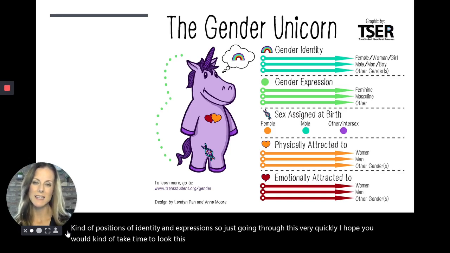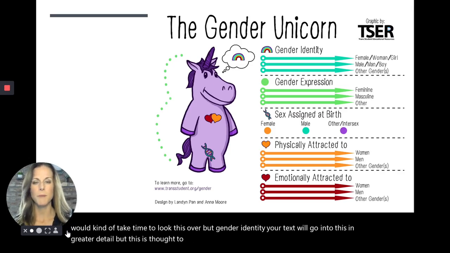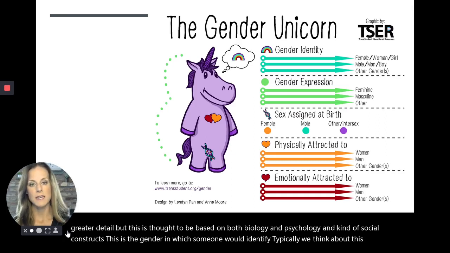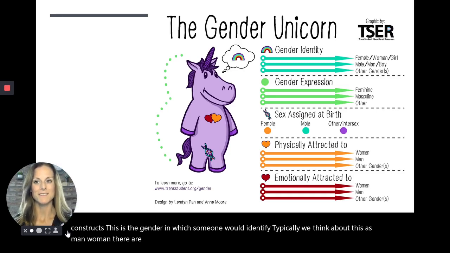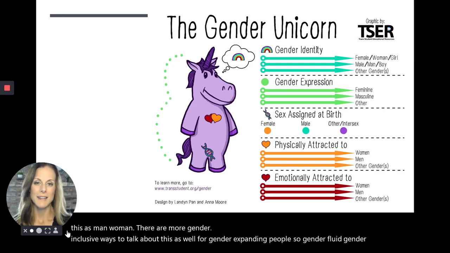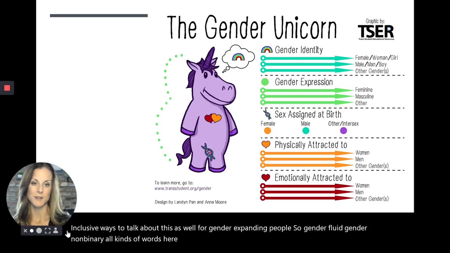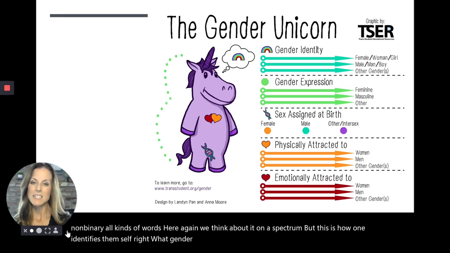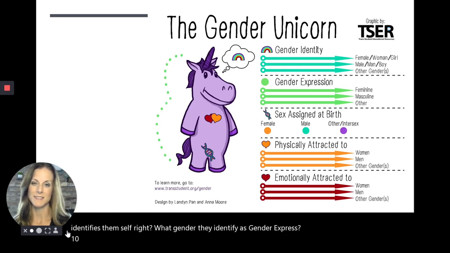But gender identity, your text will go into this in greater detail, but this is thought to be based on both biology and psychology and social constructs. This is the gender in which someone would identify. Typically, we think about this as man, woman. There are more gender inclusive ways to talk about this as well for gender expanding people. So gender fluid, gender non-binary, all kinds of words here. Again, we think about it on a spectrum. But this is how one identifies themselves, right? What gender they identify as. Gender expression is how one expresses that gender identity.